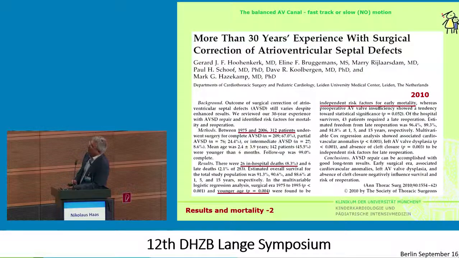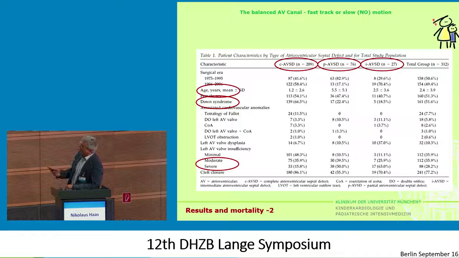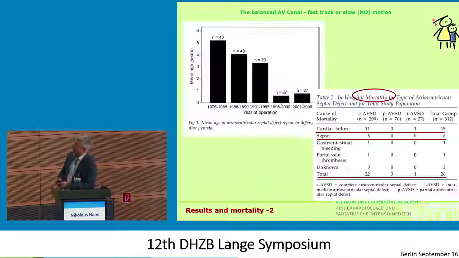Next study from the Netherlands from 2010, basically the same idea, 300 patients, 8% death. Younger age, so the young patients who required surgery early because they were sick babies. What's the main independent risk factor for death in this patient group? If you look at common, partial, and intermediate type AVSD, you have AV valve insufficiency, which is the main part. You have patients with Down syndrome, and you have the smaller babies who are the patients at risk.